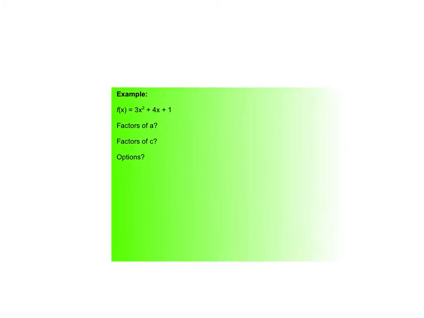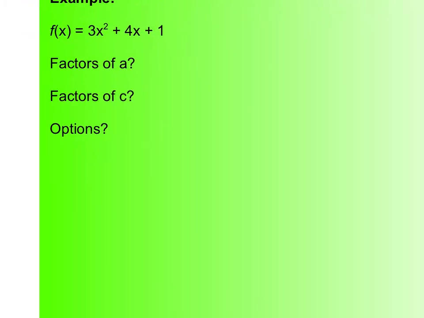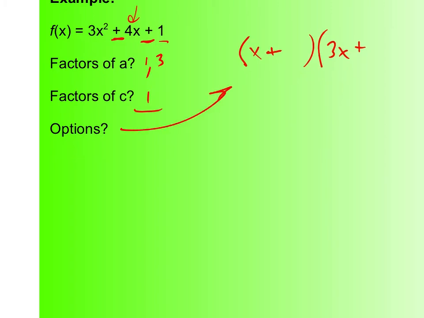So on a problem like this, looking at an example, we can see the factors of a would be 1 and 3, and the factors of c, c is just a 1 here, so the factors for c would just be a 1. Everything's positive here, so we're going to have an x plus, and we're going to have a 3x plus. Now, we need the middle term to be 4, but because the factor of c is just 1, there really is only one option here, which is just x plus 1 and 3x plus 1.